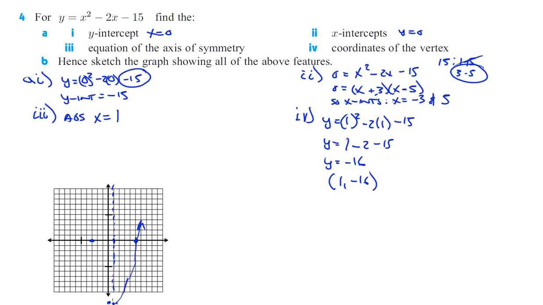Okay, and then part B says to sketch this. So this is a rough sketch that should be coming over here, coming up, going like that. Okay, that's all there is for 9i.